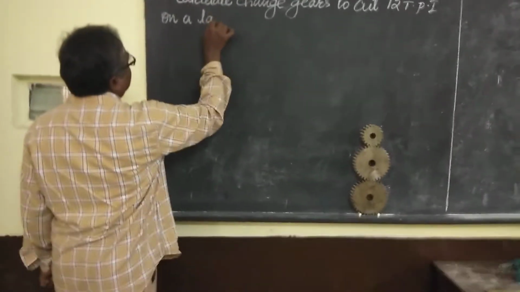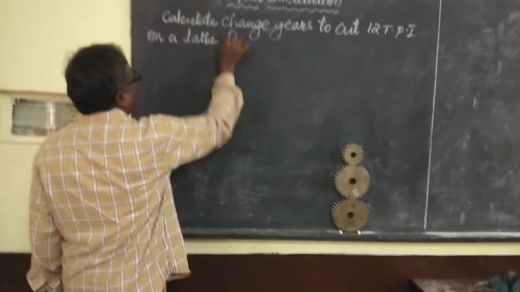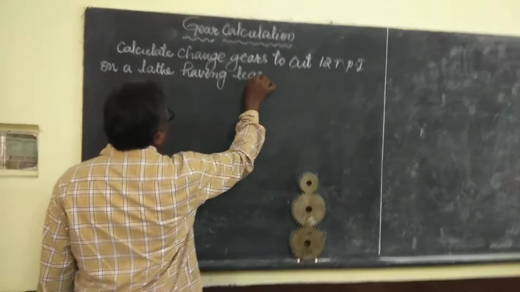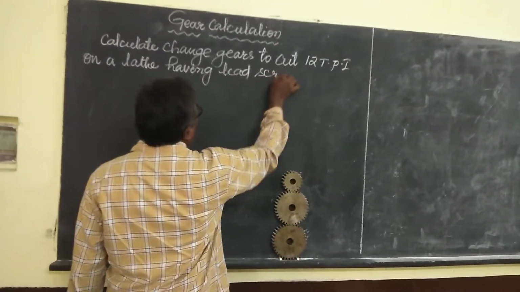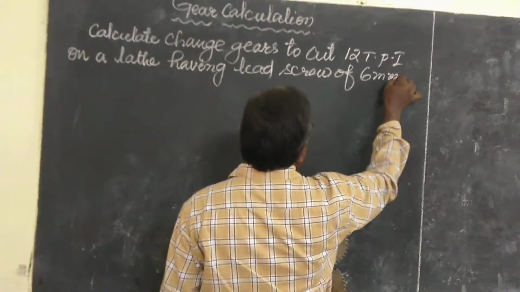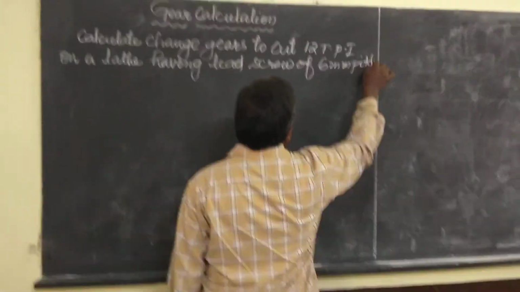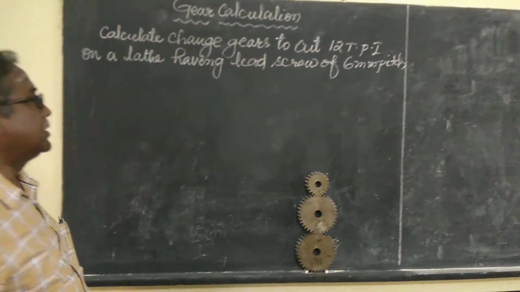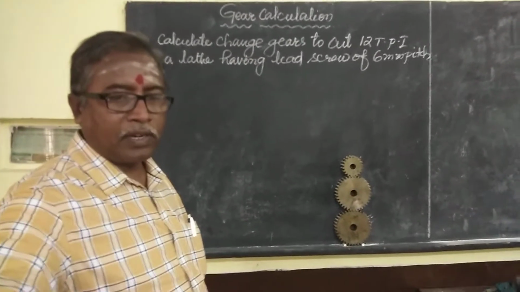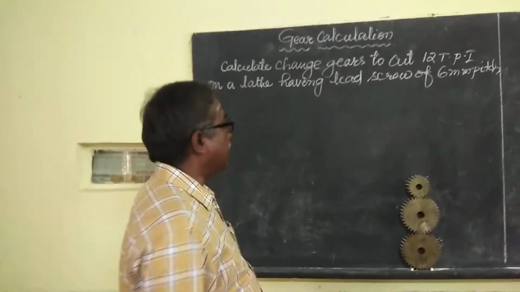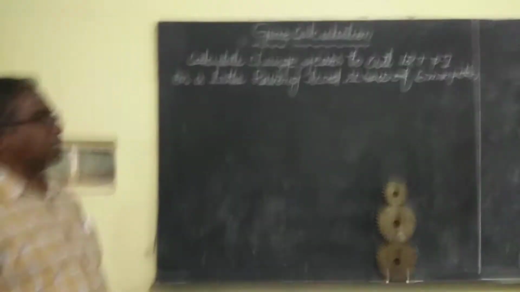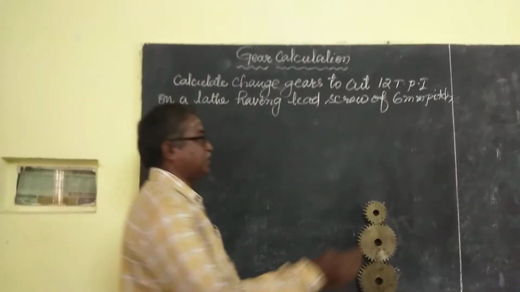A lathe having a lead screw of 6 mm pitch. This is the problem given. Calculate the change gears to cut 12 TPI on a lathe having a lead screw of 6 mm.